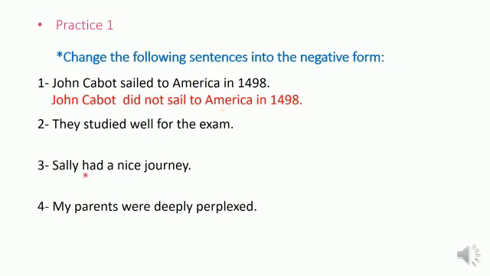They studied well for the exam. The verb here is studied. Okay, they did not, did plus not or didn't. Studied, the verb, should be in the base form study. They did not study well for the exam.